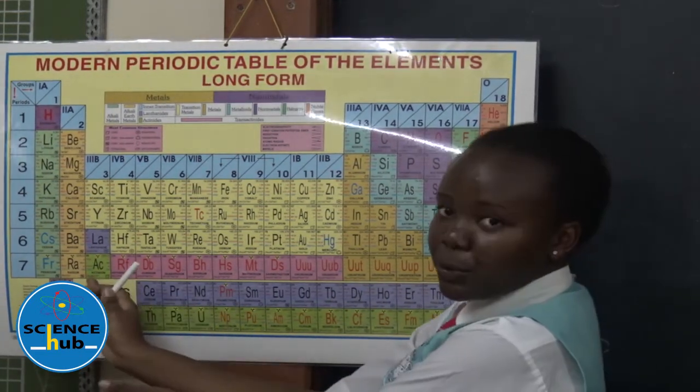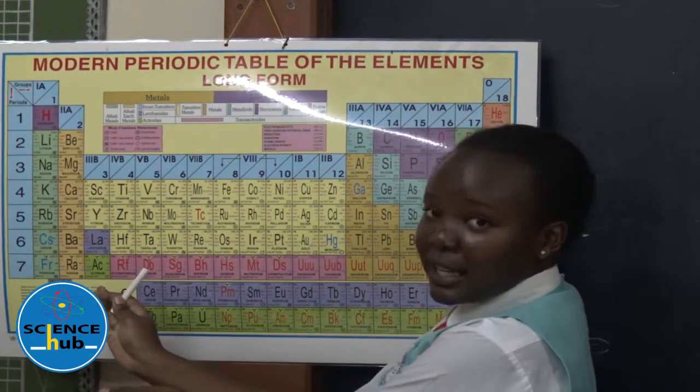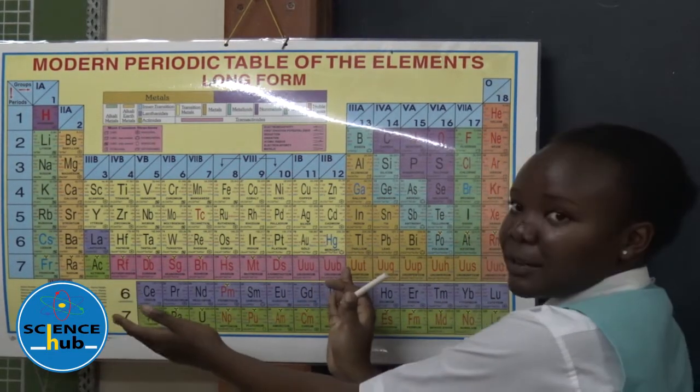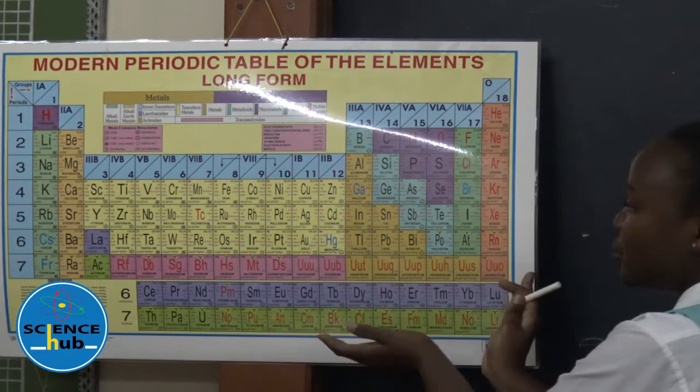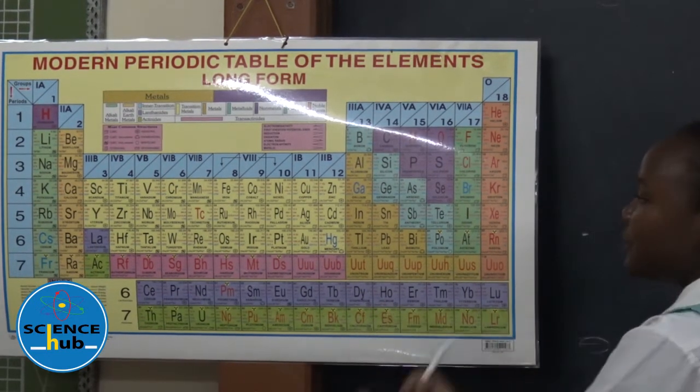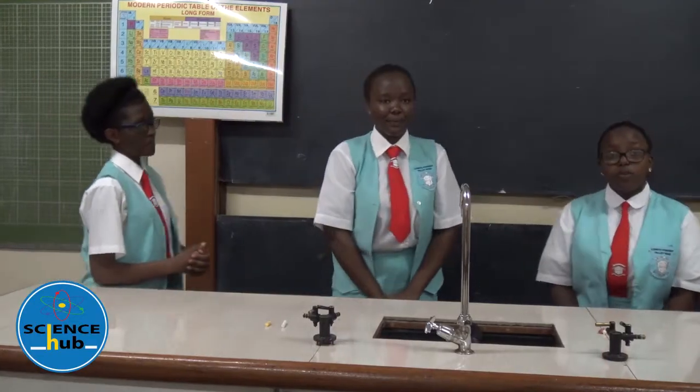The first two groups contain the metallic elements, in the middle we have the transitional elements, and the last group contains the non-metallic elements. In Form 2, we only require to know the first 20 elements. We shall now move on to the first 20 elements of the periodic table. In order to remember them, we have come up with a mnemonic, which we shall now show you.